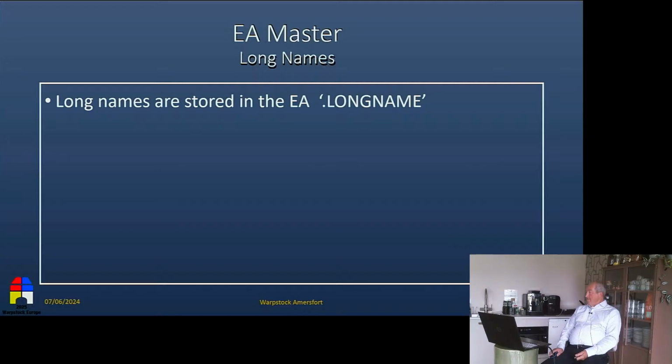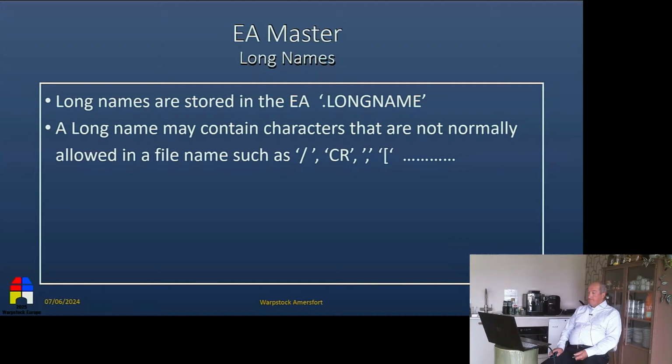The long name is stored in the EA long name. And as I said, it may contain special characters like a slash, carriage return, commas, all the things you don't have normally in a file name.